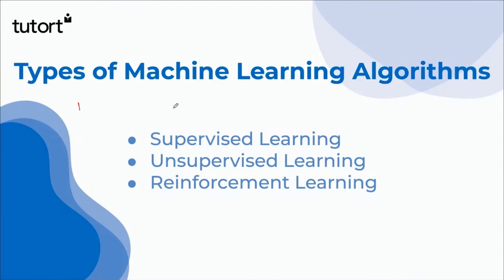Hi everyone. So today we will be learning about different types of machine learning algorithms. Machine learning algorithms can be broadly classified into three different categories. The first type of learning is called supervised learning. The second type is called unsupervised learning. And the third one is reinforcement learning. We will also be understanding the differences between all these three types of learning algorithms.